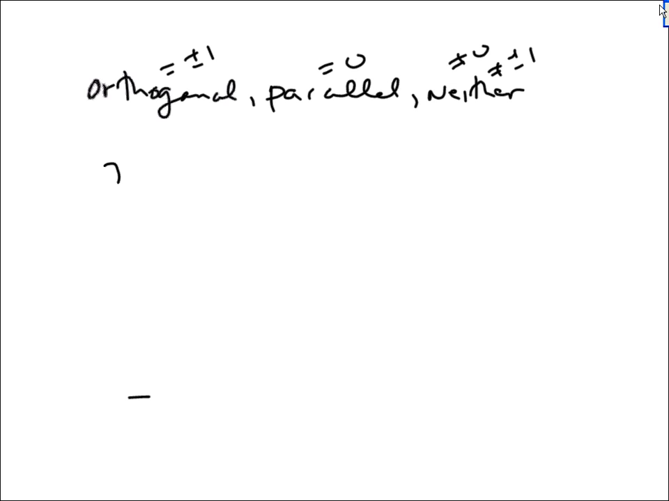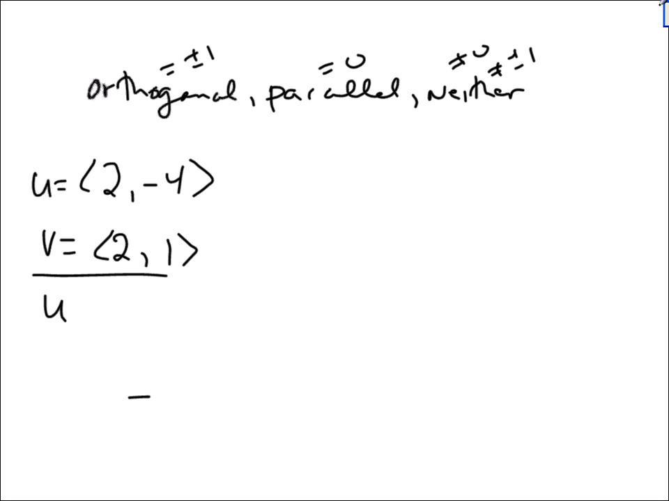What about (2, -4) and (2, 1)? u and v. First thing you should do is a dot product. If that's 0, you're done. That product is 4 plus... that product is negative 4, it's 0. They're parallel.